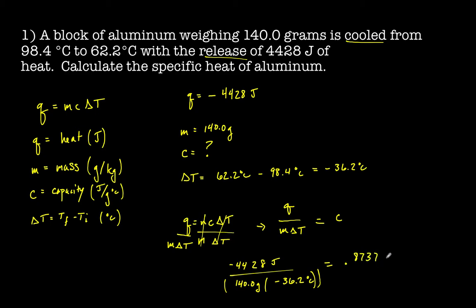0.8737, and I want 3 sig figs off of my 36.2. That is my least accurate, so I am going to count 1, 2, 3. My 7 rounds up, and I have 0.874 joules per gram degree Celsius. It's going to be the answer for problem number 1. Let's move on to 2.